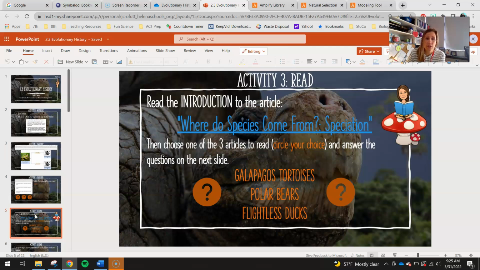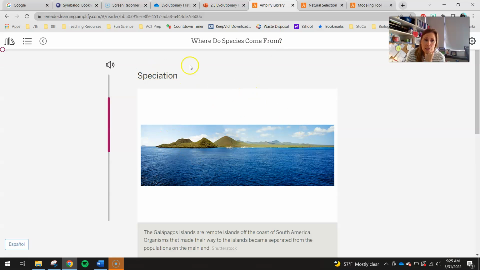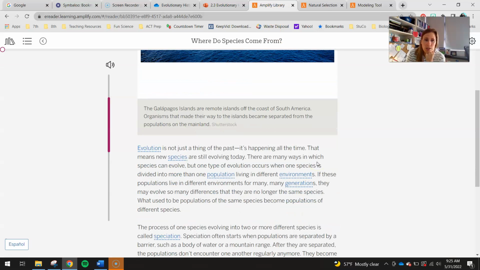All right, so for Activity 3, you have a little article to read. I'm going to go ahead and read the introduction to you, and then you will choose one of the 3 following articles to read about Galapagos tortoises, polar bears, or flightless ducks. So read the introduction to the articles, where do species come from, speciation, and then choose one of the 3 articles to read. Make sure you circle your choice so I know what your questions are referring to. So here's your link. The introduction is called Speciation.